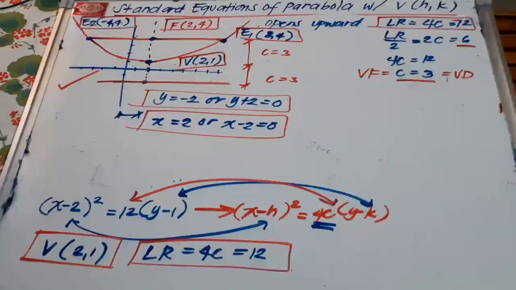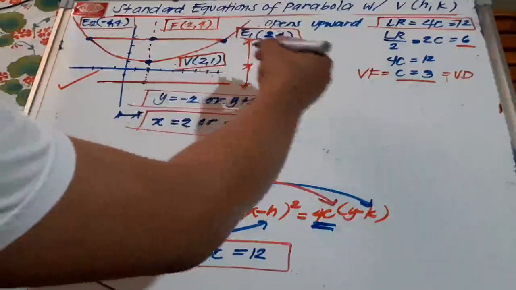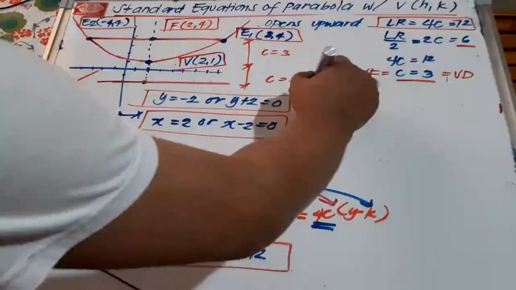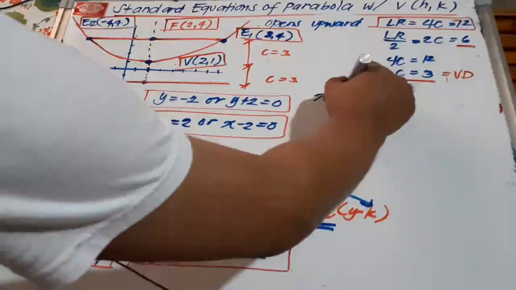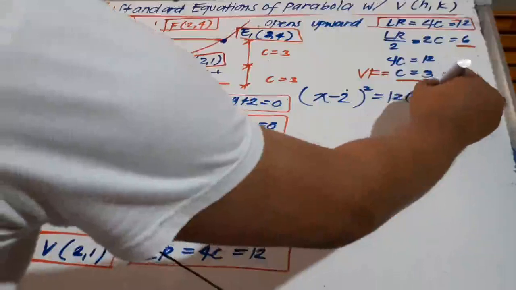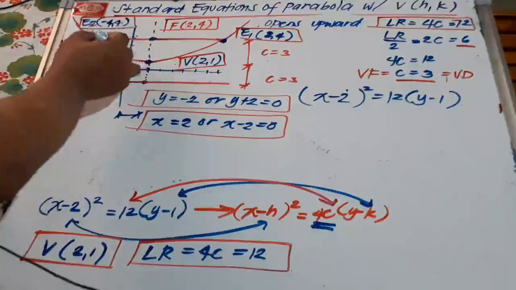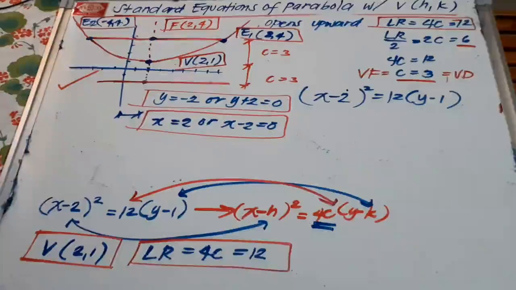Okay? So, we have here this equation of parabola. The equation of this parabola is (x minus 2) squared equals 12 times the quantity (y minus 1). This equation has an equivalent graph of this one, a parabola with vertex at (2, 1), and the graph of this parabola opens upward. Thank you.